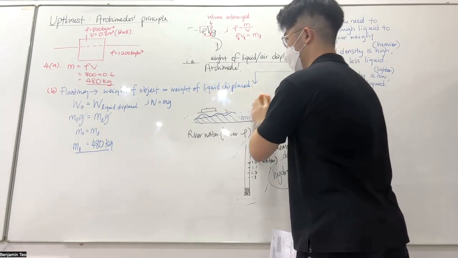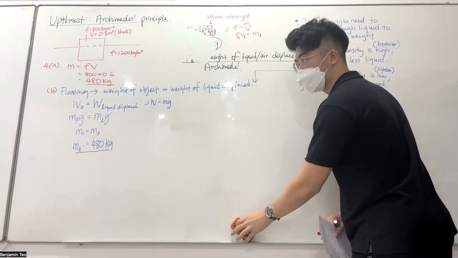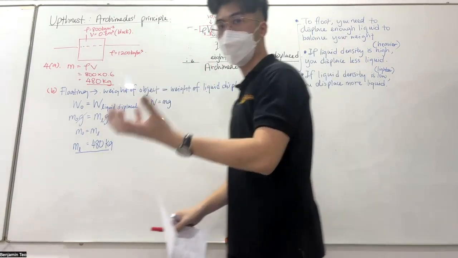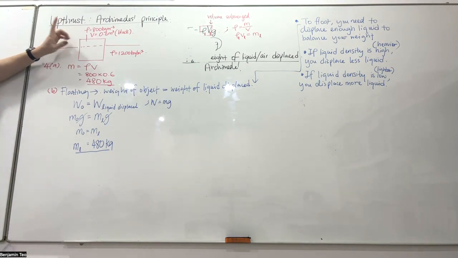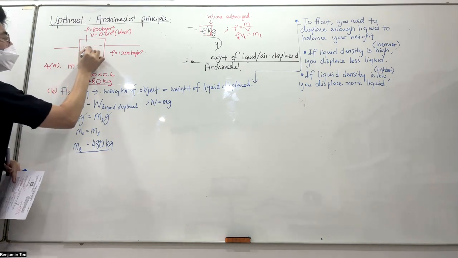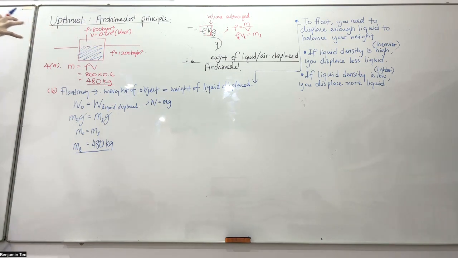All right, back to this one. We said if you want to float, what happens? You must displace the same amount of weight as your own weight. So if this object wants to float, this portion of the liquid must be the same weight as the object weight. Right, so that's why, okay, we got this one, 480. Okay, right?